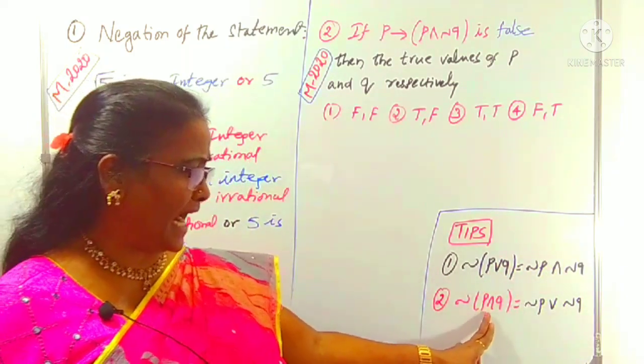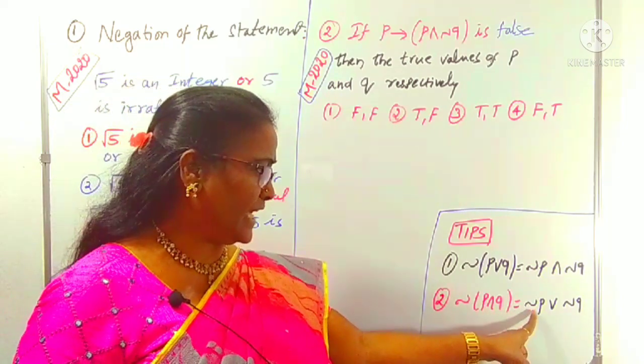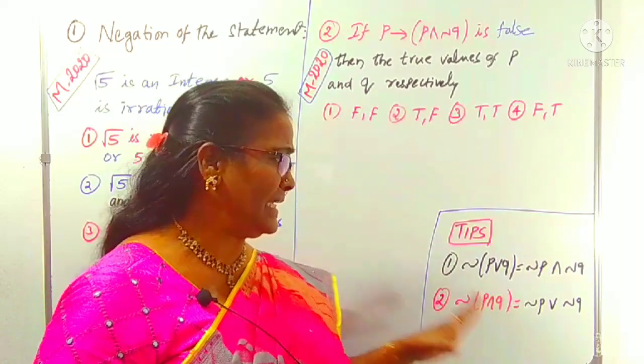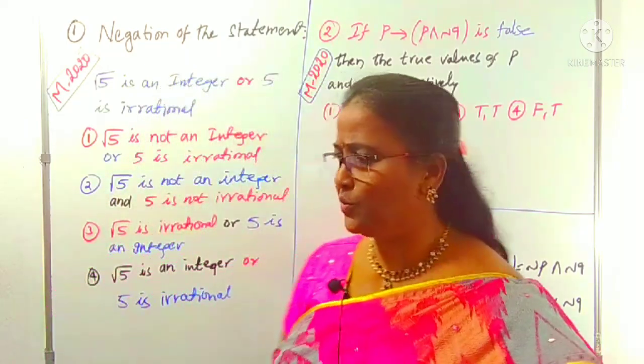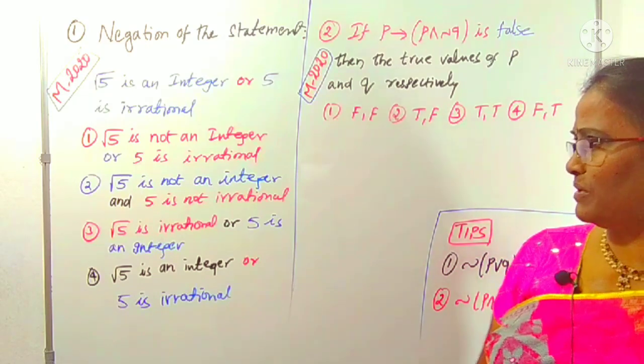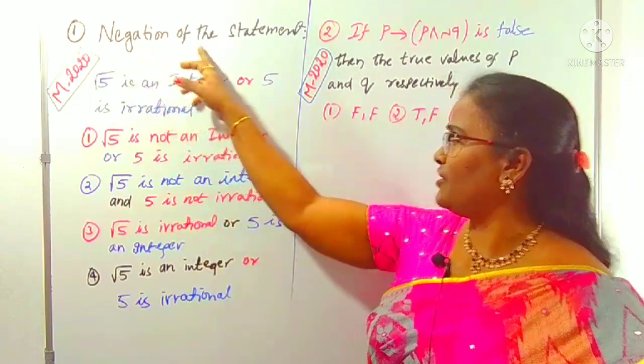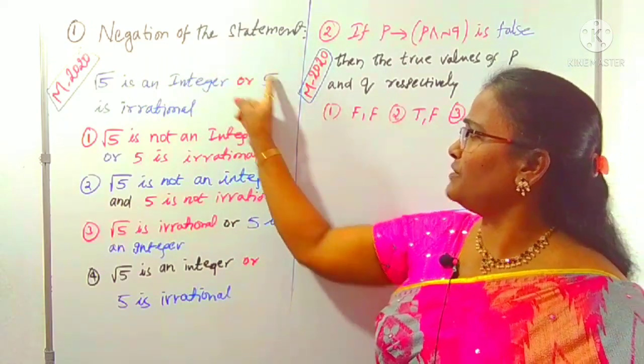Negation of P and Q we can rewrite as negation P or negation Q, and 'or' becomes 'and' in case of the negation. Okay. How can we use this? We will see. Look at question number 1. It's a very simple question. What is given? Negation of the statement. We want the negation of this statement.